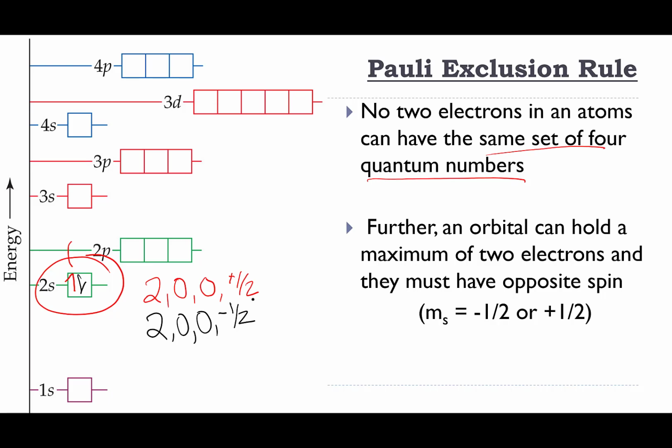After the orbital diagrams, we're going to take the training wheels off and we're going to talk about electron configurations.